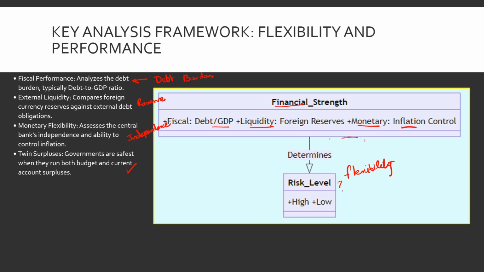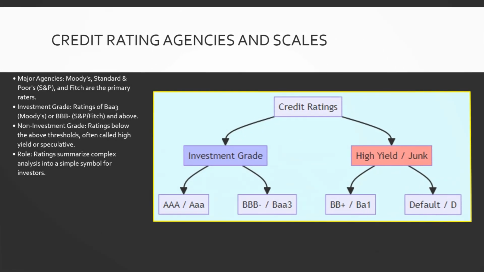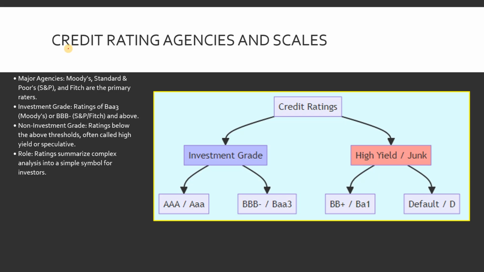Credit rating agencies and scales. Given the complexity of sovereign debt, most investors rely on major credit rating agencies like Moody's, Standard & Poor's, and Fitch. These agencies summarize months of complex economic and political analysis into a single, simple letter grade. Ratings are divided into two main categories. Investment grade ratings, Baa3 or BBB- and above, indicate a high probability of repayment and lower risk. Non-investment grade, often called high yield or speculative, refers to ratings below those thresholds. These ratings are essential because they provide a standardized language of risk for investors around the world.